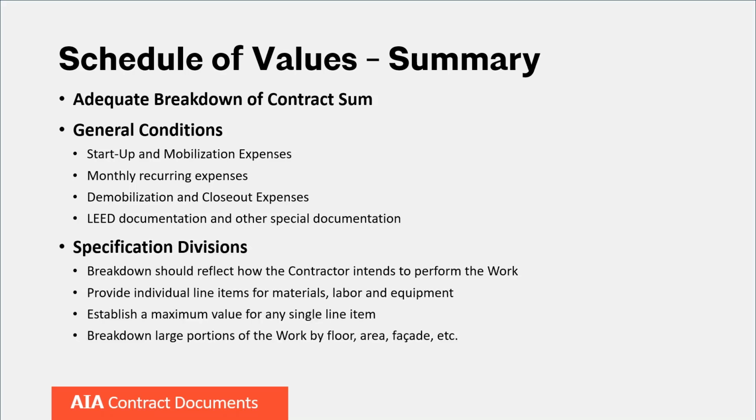A breakdown of costs by specification divisions is also to be provided. The breakdown is to reflect how the contractor intends by its own schedule to perform the work. The schedule of values is to provide individual line items for materials, labor, and equipment. A maximum value for any single line item should be established. And large portions of the work by floor, area, facade, etc. are to be broken down.